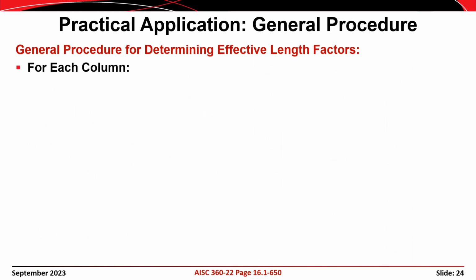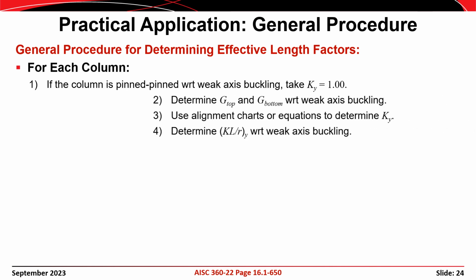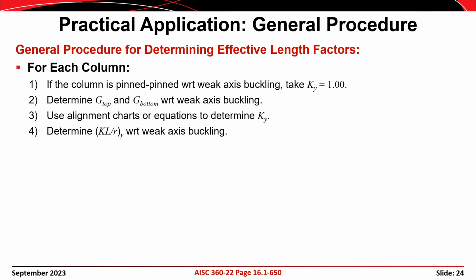So the general procedure for determining the effective length factors for a column is: if the column is pinned with respect to weak axis buckling, then simply take K sub y equal to 1.0. Alternatively, calculate G factors for the top and the bottom of the column with respect to weak axis buckling, and then use the alignment chart to determine K sub y. Then go on and determine the effective slenderness ratio with respect to weak axis buckling, and then determine the weak axis buckling strength.